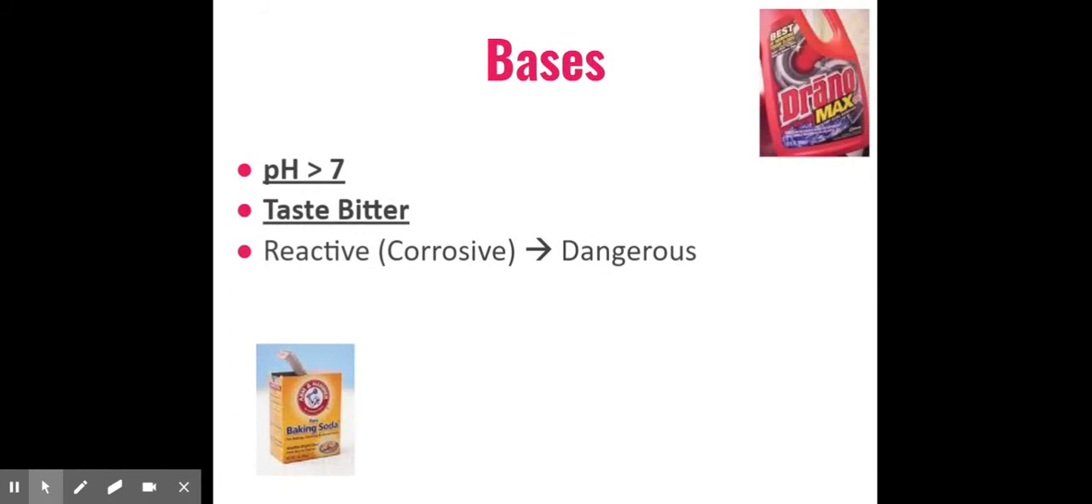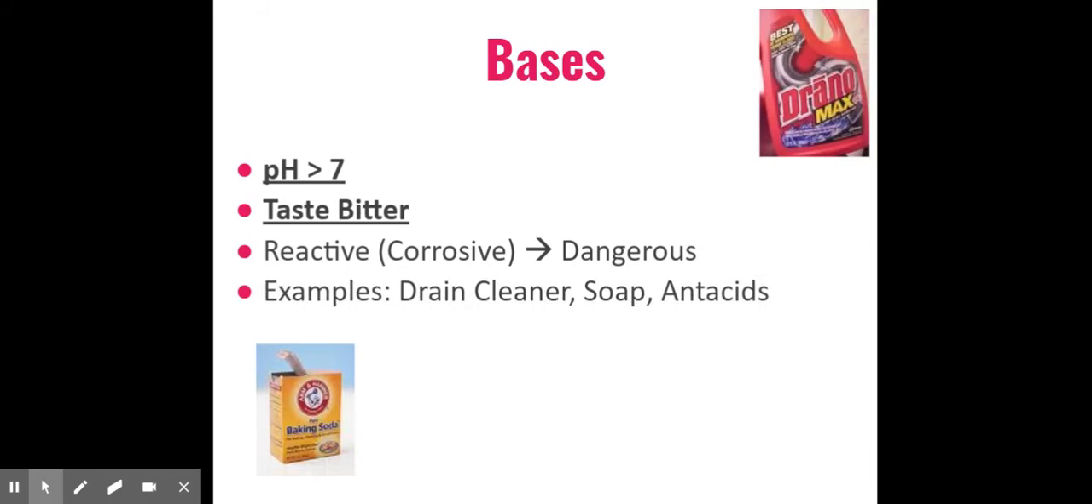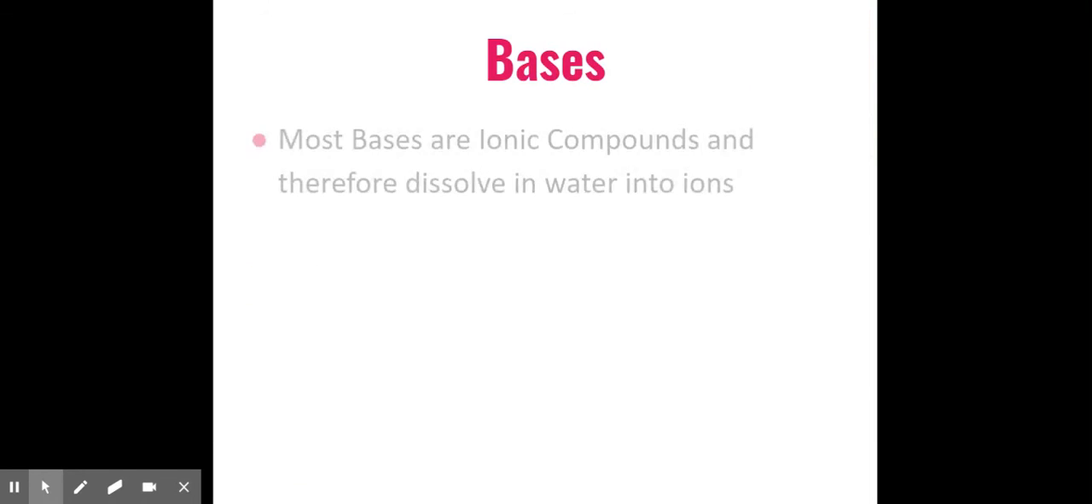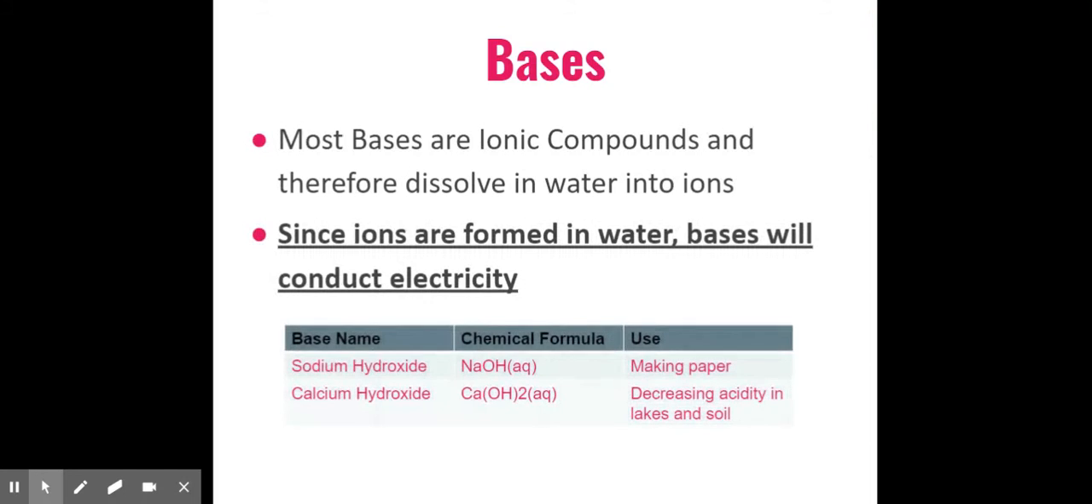Bases, on the other hand, have a pH of greater than 7. They also have a bitter taste, and they are also reactive, meaning corrosive, meaning that they eat away at material. So they too are dangerous in the proper amounts. Examples of bases include drain cleaner, like this Drano Max here, some soaps, and antacids, like the Tums that you might take if you have an upset stomach. Most bases are ionic compounds. This means that they are at least one metal and one nonmetal combined together. And so they too will dissolve in water to form ions, which means that bases can also conduct electricity.